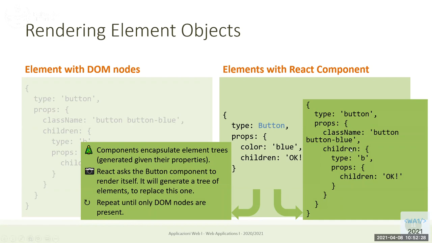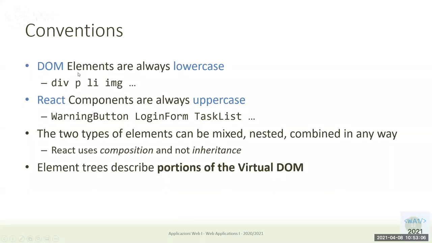And in the case some of the children are again user-defined components, React will ask also those to render themselves and so on recursively. So if a component renders in terms of primitive nodes, of DOM nodes, the process is finished. If a component renders in terms of other components, then those other components will have to render themselves until only DOM nodes are present in the result. At this point, we start the synchronization. DOM elements are lowercase, React components are uppercase, and you can mix the two however you want.